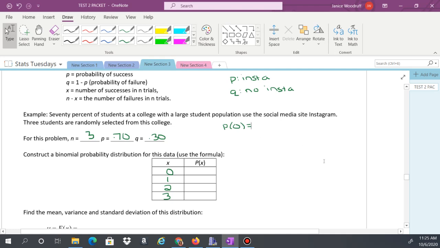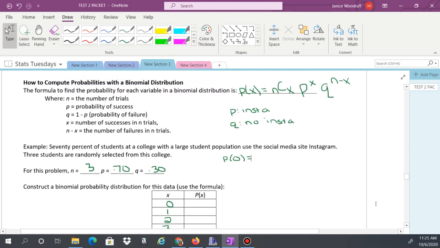All right, so we want to do nCx. n is going to be 3 every time in this. So it's 3C0. That's the first part. And then it's p to the x, so your p is 0.7, so 0.7 to the 0. And then your q, 0.3, to the n minus x, which would be 3 minus 0.